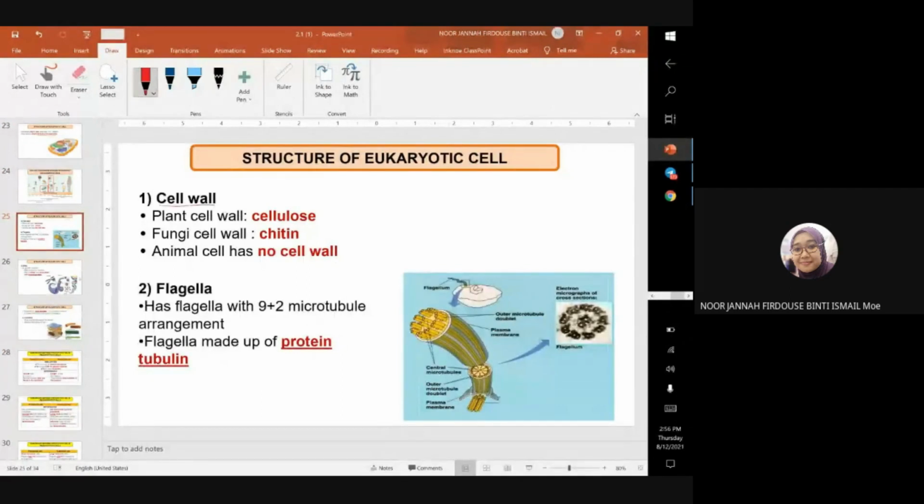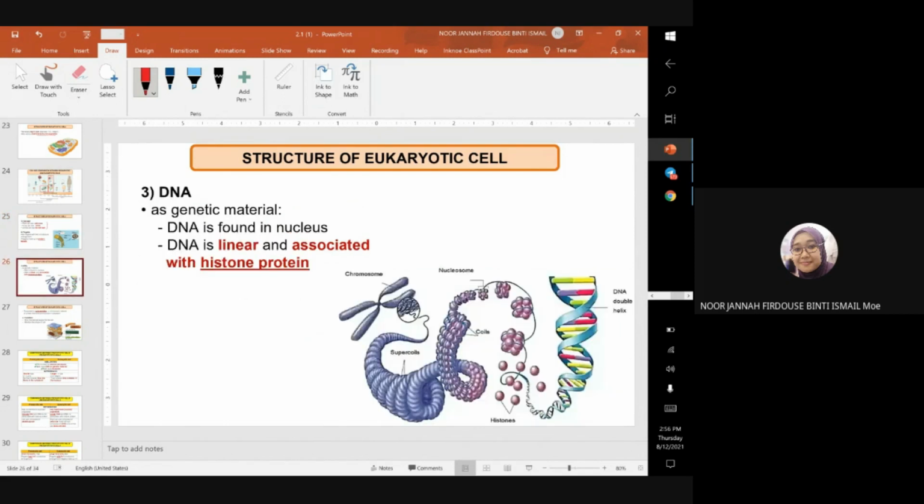For eukaryotic cells ada tiga jenis hidupan. Kita ada plant, fungi and also animals. So, nanti semester 2 baru kita akan tahu ni plant and animal is under the same kingdom, fungi is a different kingdom. So the composition is different between these three type of cell. Flagella, okay, tadi dah mention, so saya teruskan.